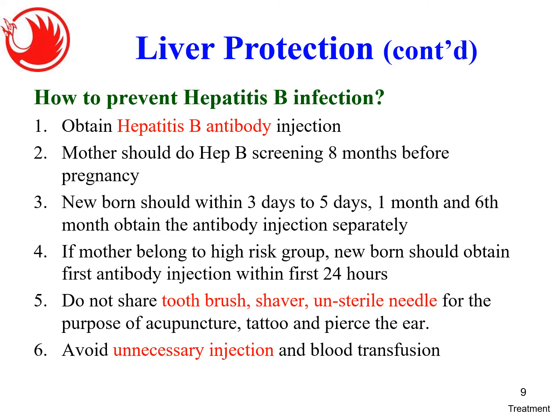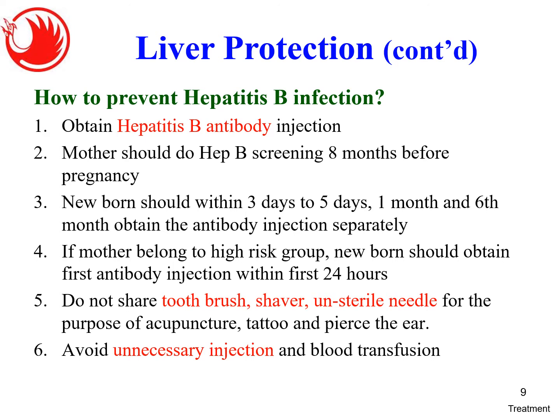Second is that prevention starts from the mother. For expectant mothers, they should do hepatitis B screening 8 months before the pregnancy. Third, as for the newborn baby, antibody injection should be done according to the schedule, for example within 3 to 5 days of birth, then at month intervals. If the mother belongs to a high-risk group, the newborn baby should obtain the first antibody injection within the first 24 hours.